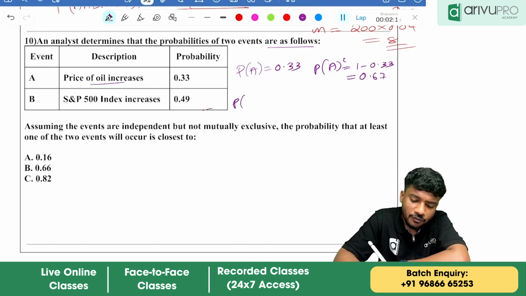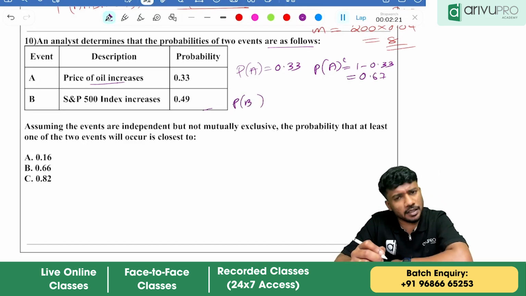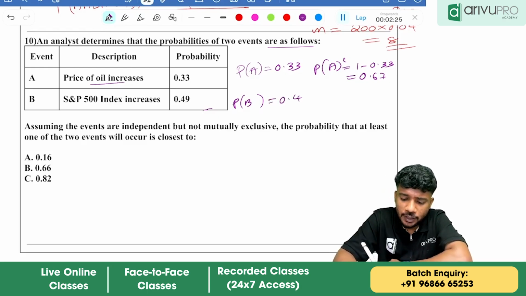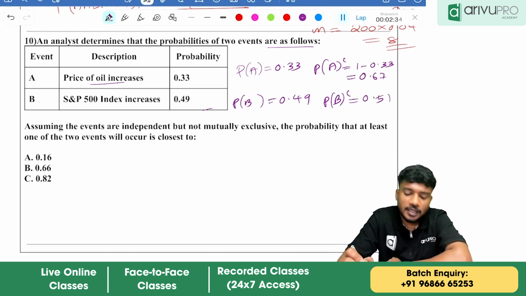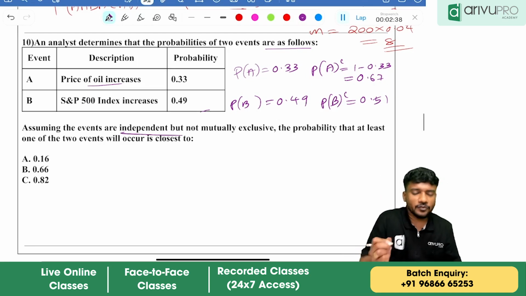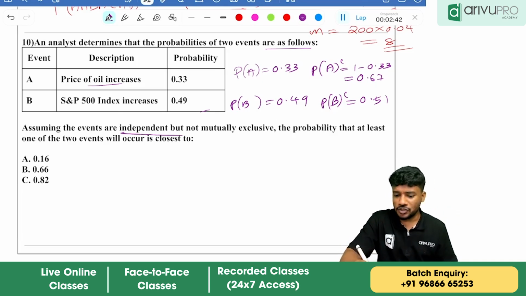Then P of B, what is that event? S&P 500 index increases. That means the increase is happening, which is 0.49. Then if they are not increasing, P of B complement will be 1 minus 0.49, which is 0.51. Now the question is, assuming the events are independent, very good, but not mutually exclusive. Yes, that is the basic condition.